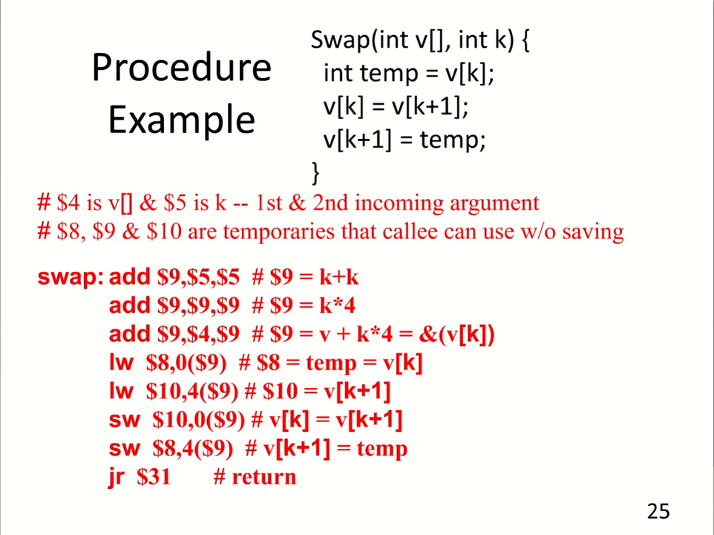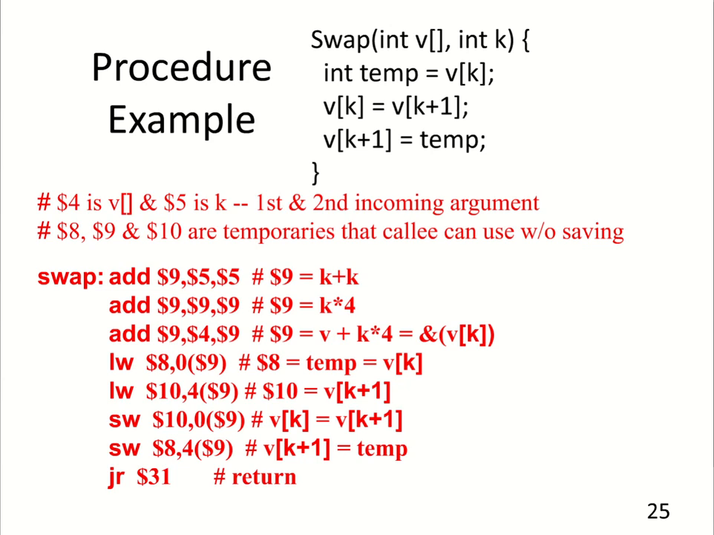So some registers have to be saved by the callee, others are fair game. You can use them without having to worry about restoring their values. In this particular ABI that we're using for this example, 8, 9, and 10 are temporary, so they don't have to be saved. They're caller saved. So whoever calls this function, if they have values in 8, 9, and 10 that they want to maintain, they'll have to save them somewhere else and then restore them after the call.